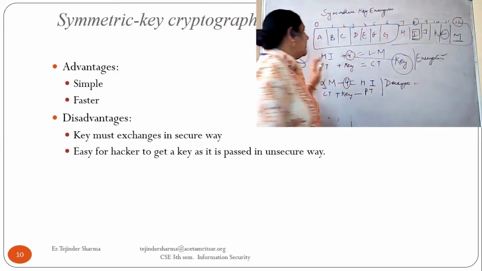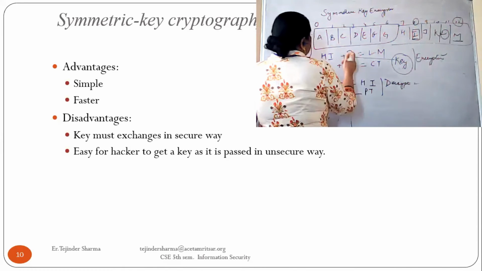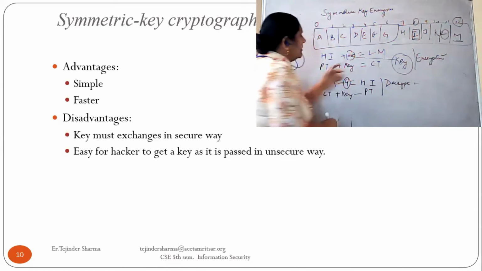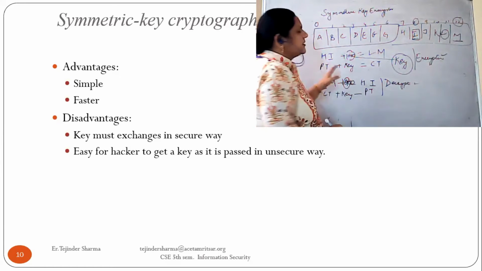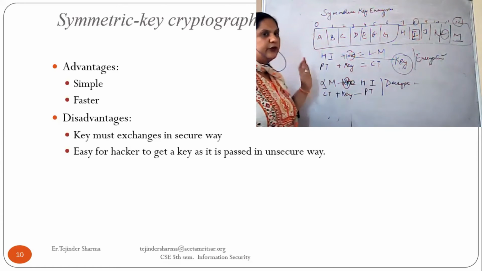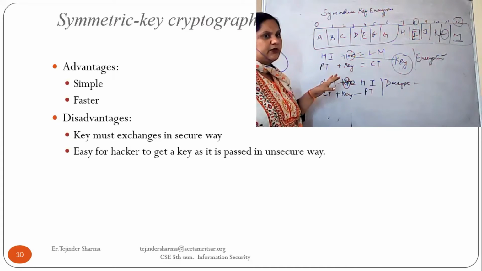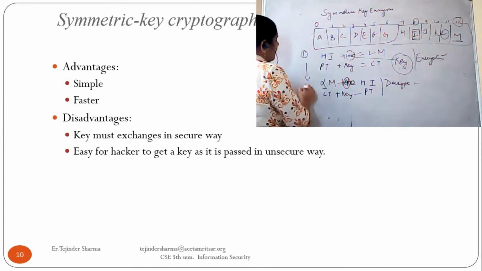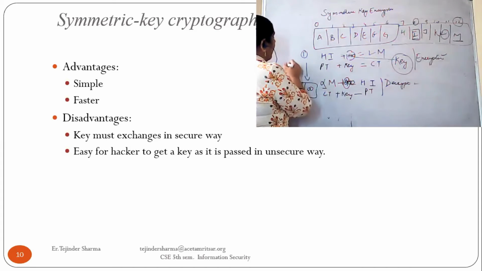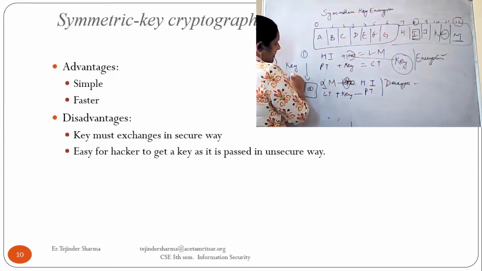Because suppose I say 1,000, the key space would be... actually there is one attack called brute force attack. Brute force attack means trying all the possibilities. So the hacker will start from number 1 till number 1,000. His key space will be large.